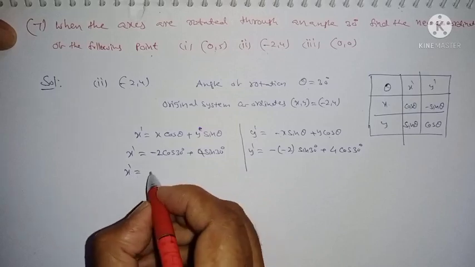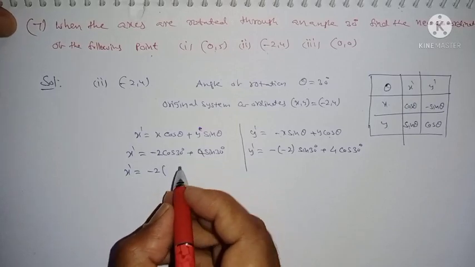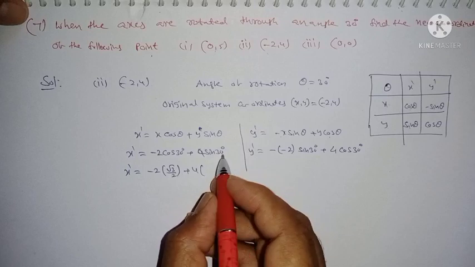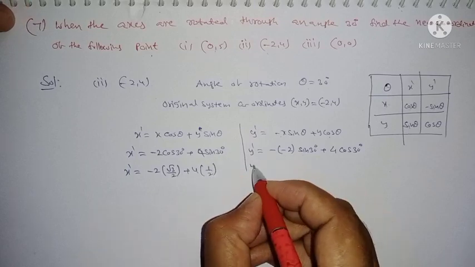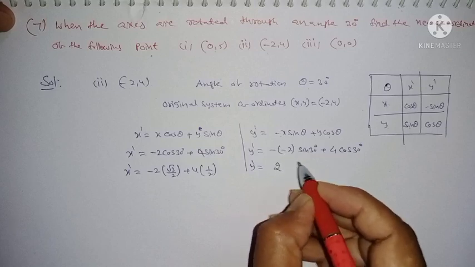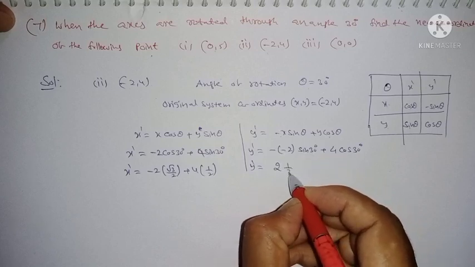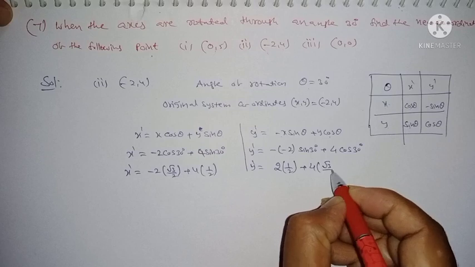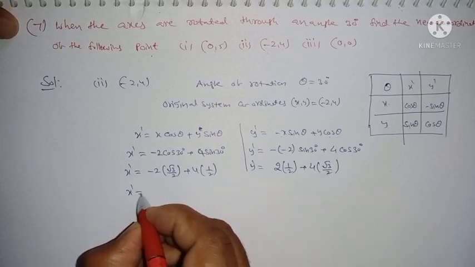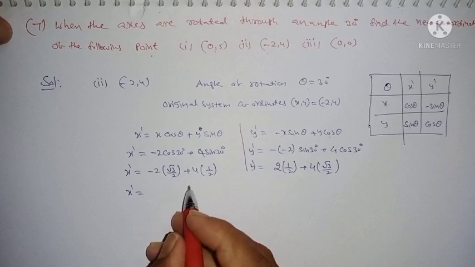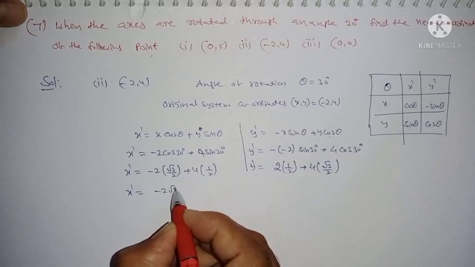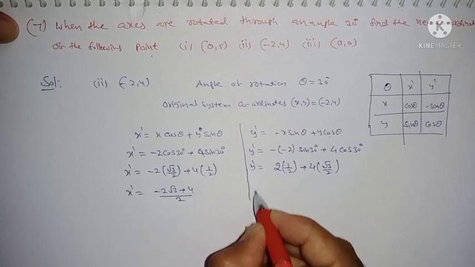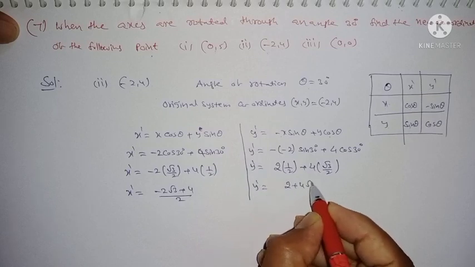x dash is equal to minus 2 cos 30. How much is it? You can write here root 3 by 2. 4 into sin 30 is 1 by 2. Similarly, you can find the y dash value also. Minus of minus gives plus 2 into sin 30, which is 1 by 2, and 4 of cos 30 is nothing but root 3 by 2. x dash is equal to minus 2 root 3 plus 4 by 2. y dash is equal to 2 plus 4 root 3 by 2.